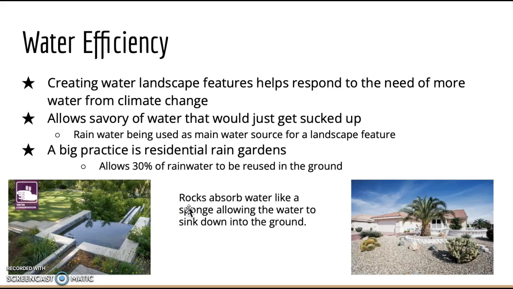A big practice is residential rain gardens. It allows 30% of rainwater to be reused into the ground. On the bottom right picture, as you can see, there are rocks basically everywhere surrounding the plants in the house. Rocks absorb water like a sponge, allowing the water to sink down to the ground.